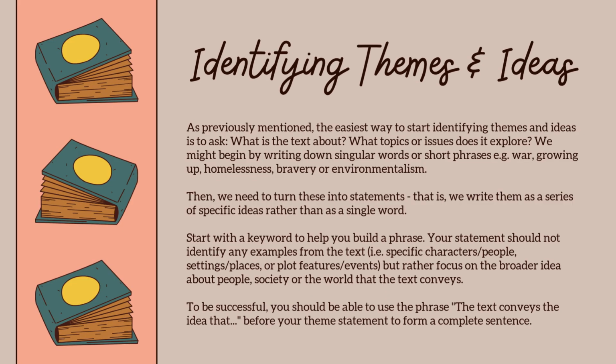Identifying themes and ideas. As previously mentioned, the easiest way to start identifying themes and ideas is to ask, what is the text about? What topics or issues does it explore? We might begin by writing down singular words or short phrases, for example, war, growing up, homelessness, bravery, or environmentalism. Then, we need to turn these into statements, that is, we write them as a series of specific ideas rather than as a single word. Start with a keyword to help you build a phrase.